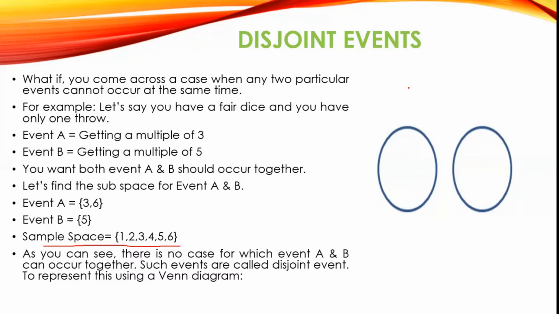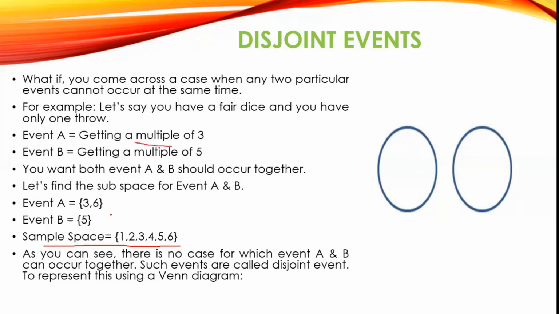So we have a fair dice and only one throw, only one chance. Event A is getting a multiple of 3, event B is getting a multiple of 5. You want both events A and B to occur together, but the chance here is very small. No chance of it. Why?